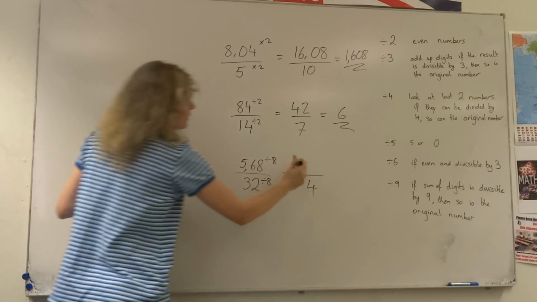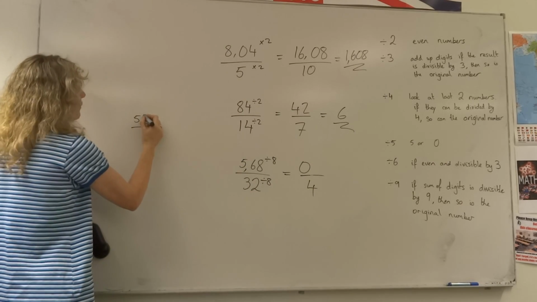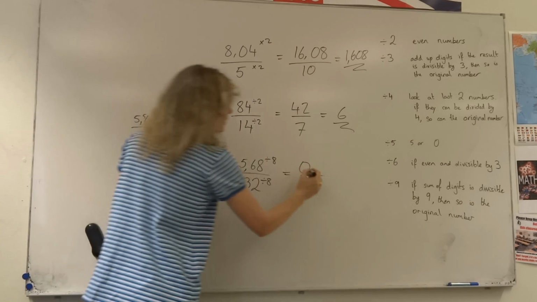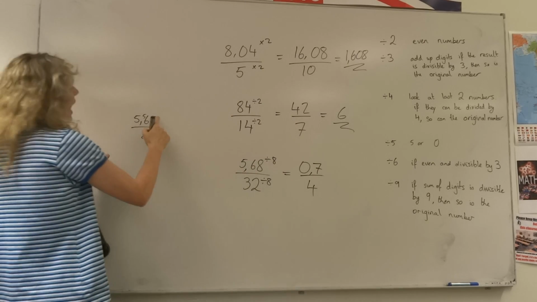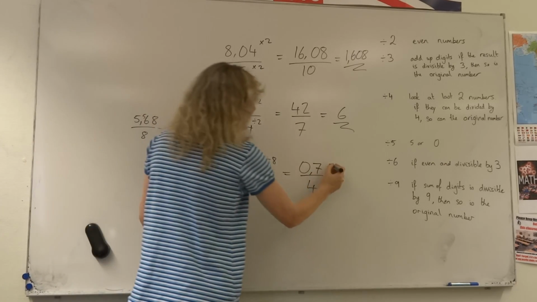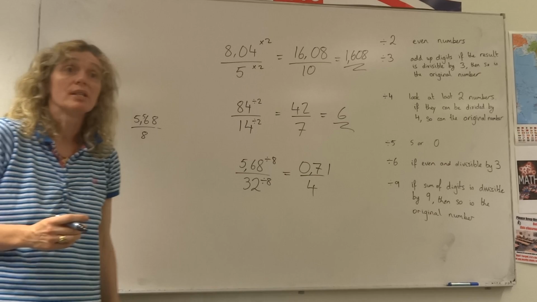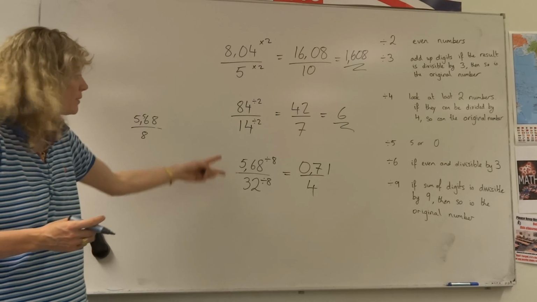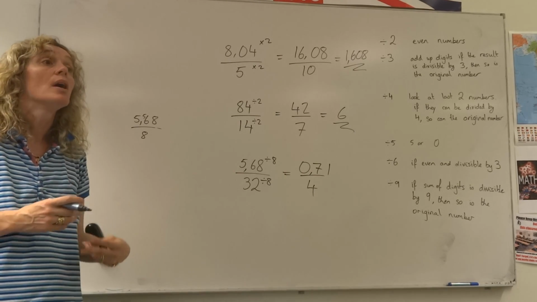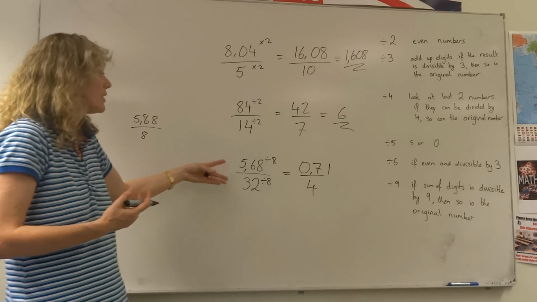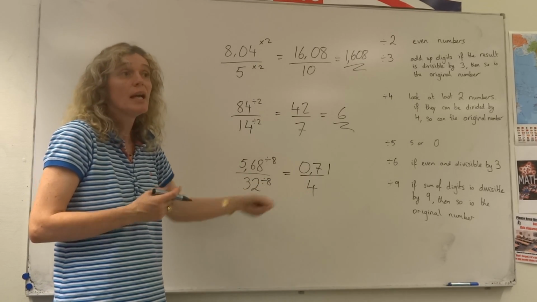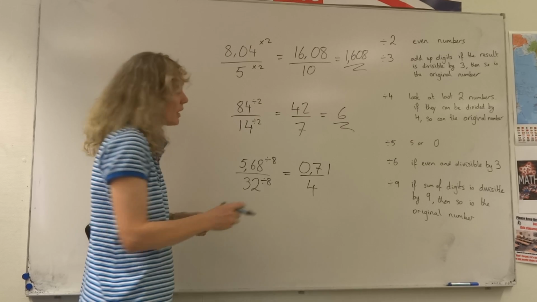We could do it here, if we're not comfortable doing it on paper. 8s go into 5 0 times, 5 left over. 8s go into 56 7 times. 8 goes into 8 1 time. Now I've got the nice easy number 0.71 divided by 4, and that's a big difference. So if you end up with questions where you're not allowed a calculator and you manipulate the division, it's actually quite easy now.